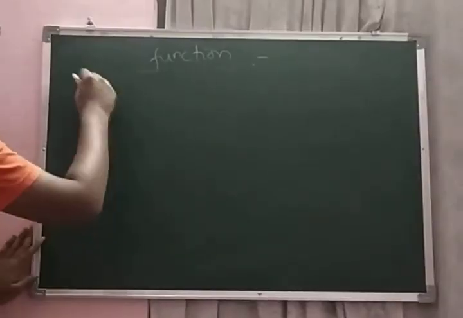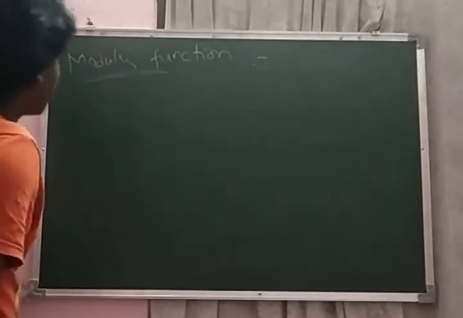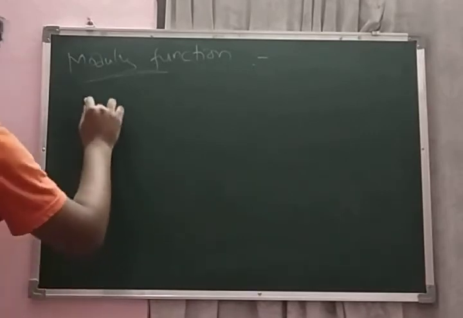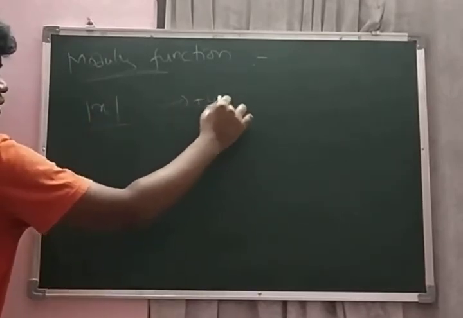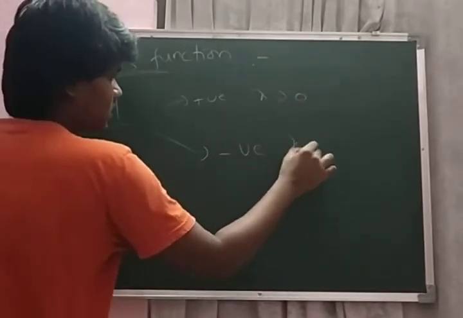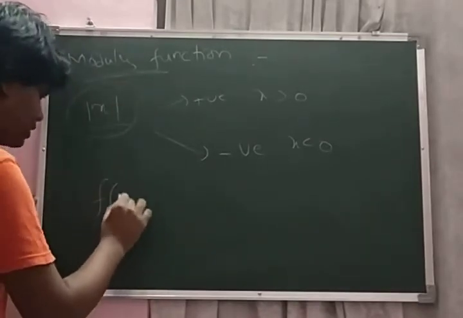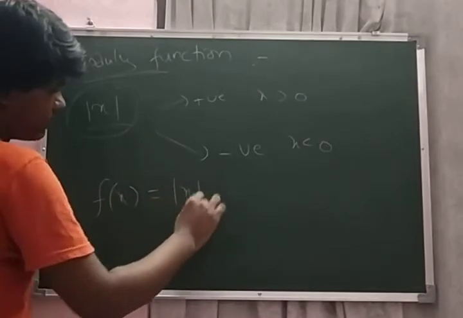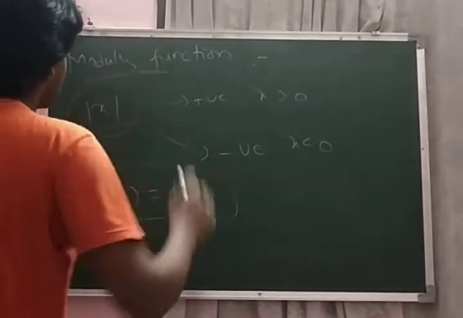So now the modulus function. The modulus function is, for example, mod of x. So mod of x is positive if x is greater than 0, and in the same way negative for x less than 0. So when they give mod x in the given function, that is f of x is equal to mod of x, then this function is characterized to be a modulus function.